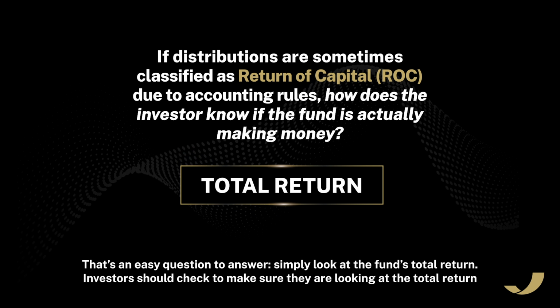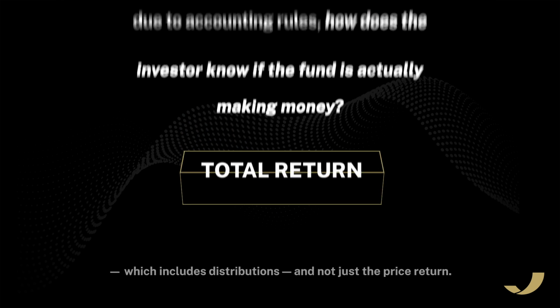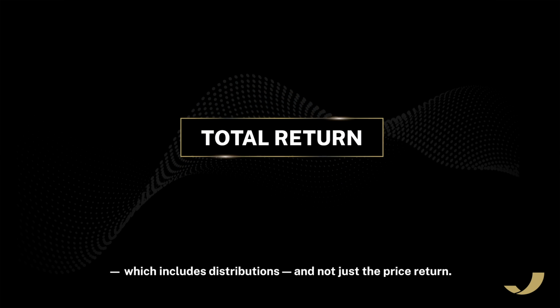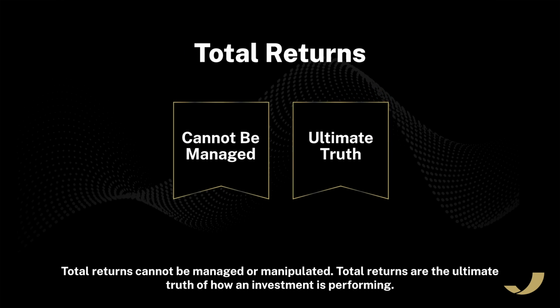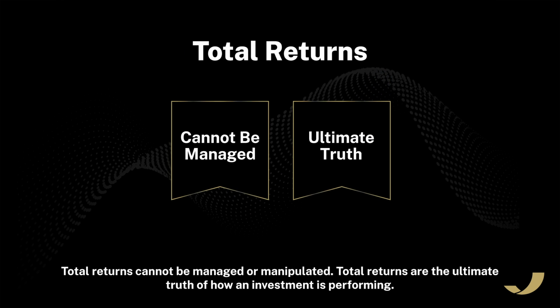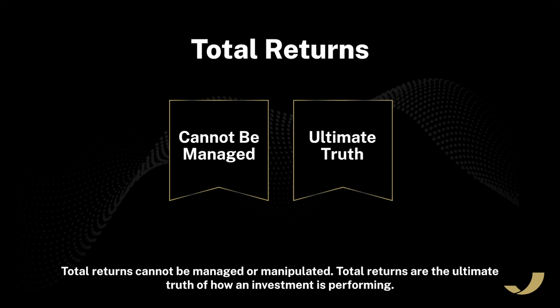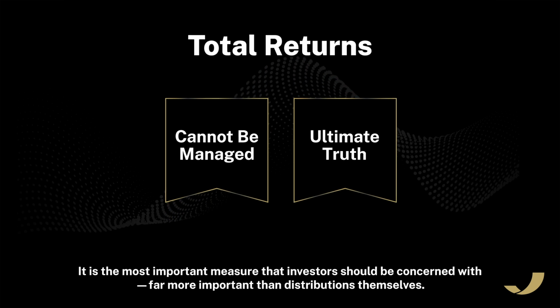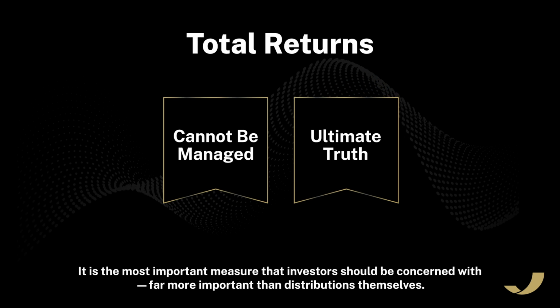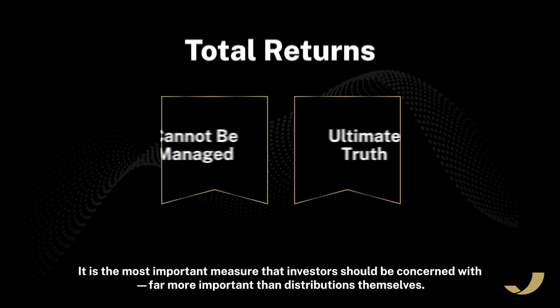Investors should check to make sure they are looking at the total return, which includes distributions, and not just the price return. Total returns cannot be managed or manipulated. Total returns are the ultimate truth of how an investment is performing. It is the most important measure that investors should be concerned with, far more important than distributions themselves.